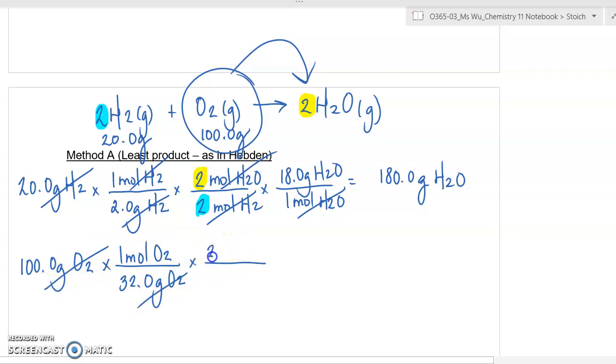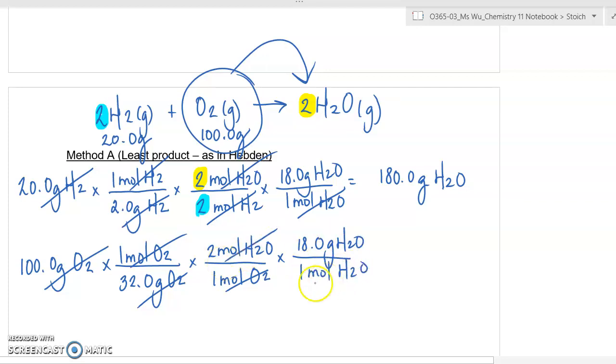According to our balanced equation, there are 2 moles of water being produced every time we use up 1 mole of oxygen. So our 2 and our 1 would be the coefficients from our balanced equation. And finally, let's go to grams of water. Molar mass of water here in our last conversion factor. Let's see, punching this through, we get an answer of 112.5 grams of water can be produced if we are using up all of the oxygen.